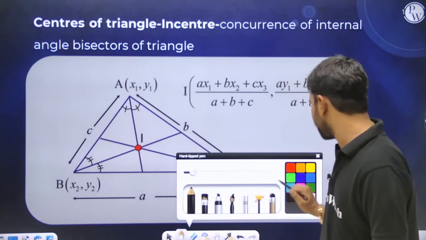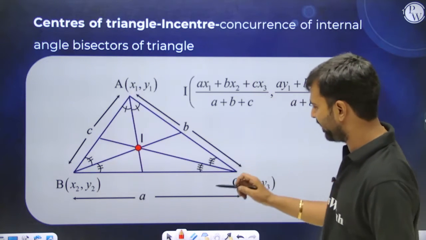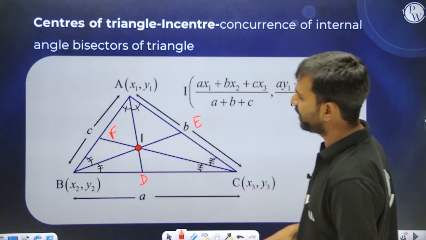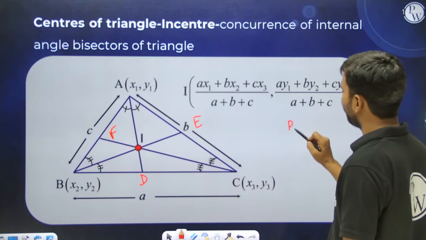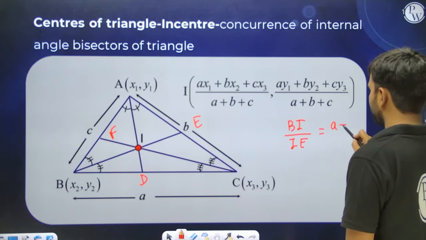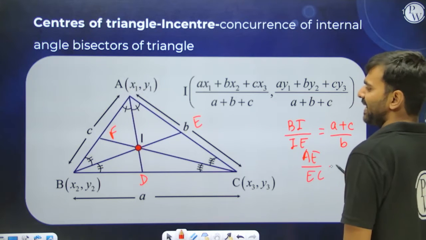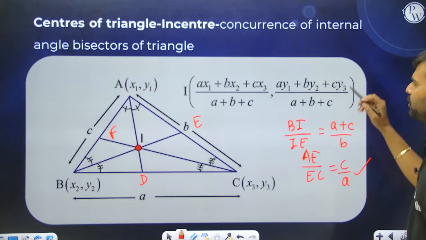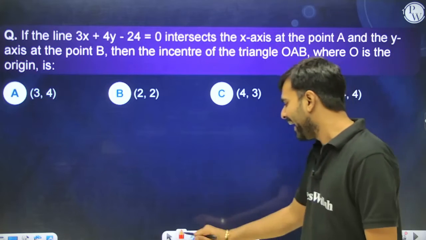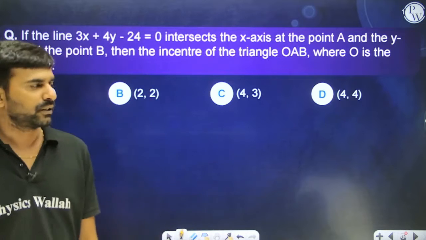So as we have just discussed, let me again ask you these properties: if AD, BE and CF are the three angle bisectors, then BI upon IE is going to be (A plus C) divided by B. Yes or no? And AE upon EC can be written as C upon A. These are the properties, and also these are the coordinates of the incenter. The incenter is the point of intersection of angle bisectors, right? I hope you guys are clear with this terminology.